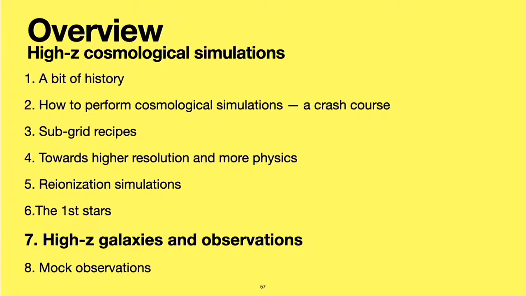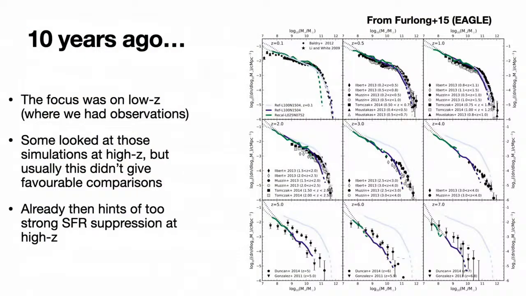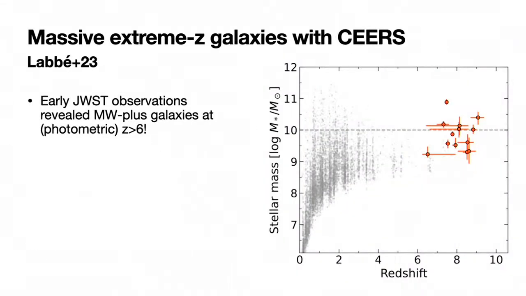High redshift galaxy simulations. Coming back to 10 years ago, the large-scale simulation projects were doing exceptionally well at low redshift, producing the stellar mass function, the Kennicutt-Schmidt relation, etc. But if they looked at high redshifts with the observations that we had, they weren't doing so well. People already knew that. There was already a problem at high redshift with suppressing star formation. And then there was JWST a few years ago, and we started seeing these bright, massive galaxies at high redshift, which made the problem even worse.